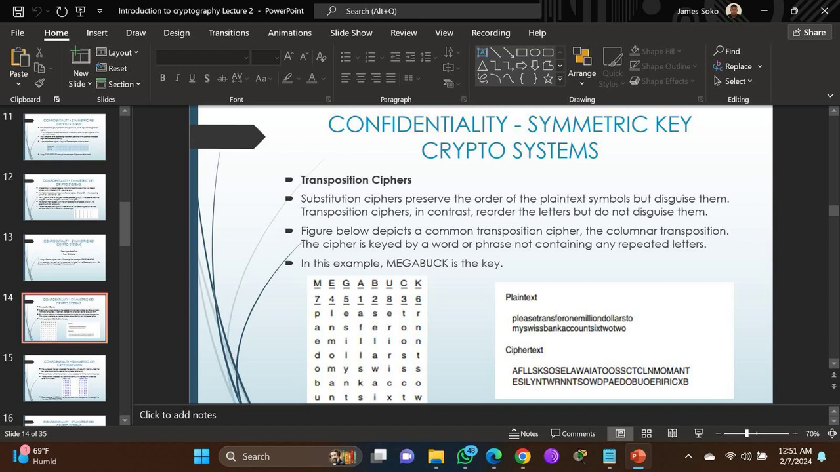So now, one of the most common transposition methods that are used are columnar transpositions, where we write the message in columns.